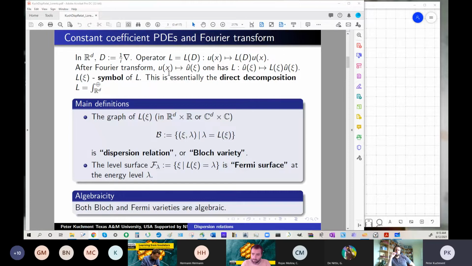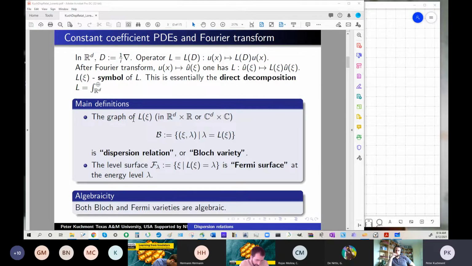After Fourier transform from u of x to u hat of the dual variable, the operator becomes just the operator of multiplication by a polynomial L of xi. You replace the D operator with xi. This is from elementary school, and this polynomial L of xi is called the symbol of the operator. But you can take a high level, maybe too high level, view. L is represented as a direct integral of those L of xi. You have L2 functions of xi, and you multiply by this symbol. This is the simplest case of direct decomposition.